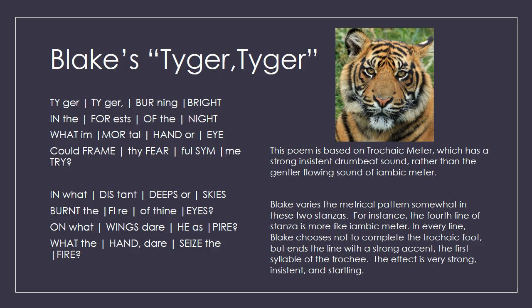Blake varies the metrical pattern somewhat in these two stanzas. For instance, the fourth line of the stanza is more like iambic meter. In every line, Blake chooses not to complete the trochaic foot, but ends the line with a strong accent, the first syllable of the trochee, without completing it with the last unaccented syllable. The effect is very strong, insistent, and startling.